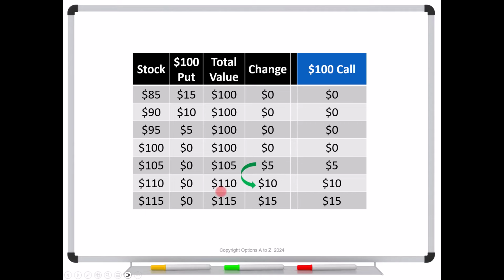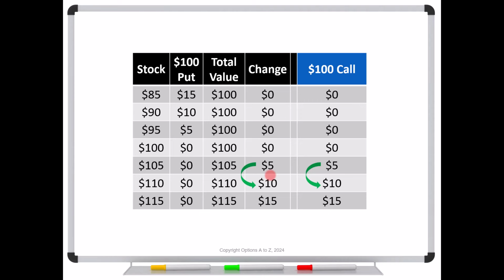With the stock at 110, the $100 call is worth 10. It was worth 5 down here with the stock at 105. So the change in the call is the same. Even though the portfolio balances aren't the same, the call is worth 10, stock plus put is worth 110. But do you see the difference when we're talking about the changes?